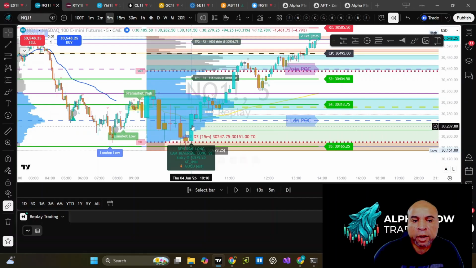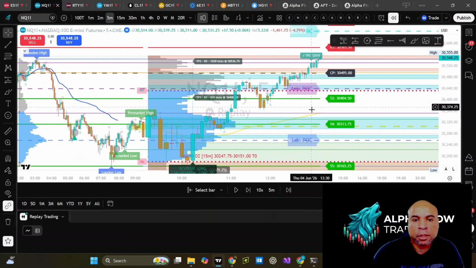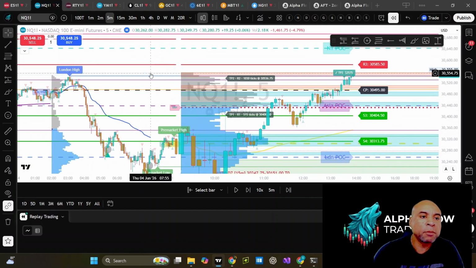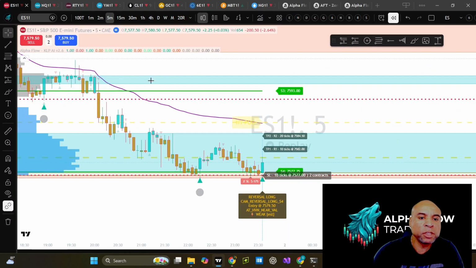And once we got our confirming price action, we hopped in on the trade, set our stops, set our targets, and it worked out this time, right? So that's an example of a reversal setup. And now I'm going to go over what a continuation setup looks like.